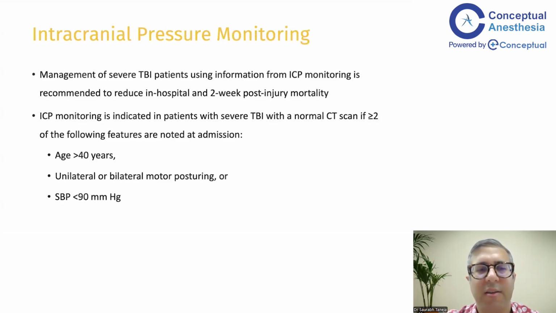Now, ICP monitoring: management of severe traumatic brain injury patients using information from ICP monitoring is recommended. So ICP monitoring is important, but it should be a closed system to prevent any infection that can be introduced. It is indicated in patients with severe traumatic brain injury with a normal CT scan if two or more of the following features are noted at admission: age more than 40 years, hypotension, or unilateral or bilateral motor posturing. So this is according to the Brain Trauma Foundation guidelines. If you have a patient with these indications, you should think about intracranial pressure monitoring.